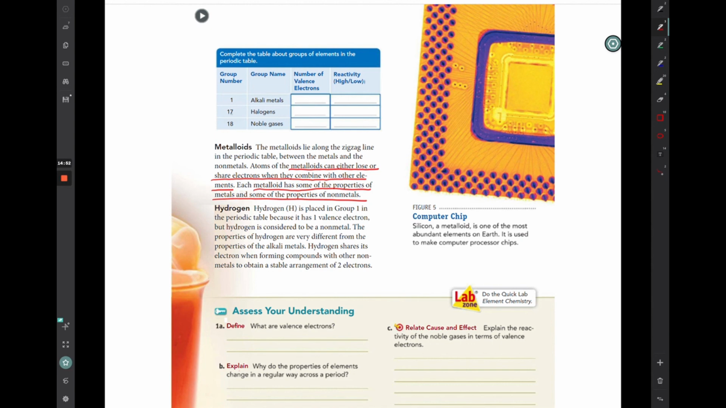Hydrogen, again, is sort of its own little group. It's placed in group 1 because it has one valence electron. But again, hydrogen only has one electron. So even though it only has one in its last shell, it's still full because that's all that it can have. Hydrogen is considered to be a nonmetal. The properties of hydrogen are very different from the properties of all the other alkali metals underneath it in group number 1. But it does share its electron when forming compounds with other nonmetals so that it can get that stable arrangement of 2. And we'll talk about why 2 again later.